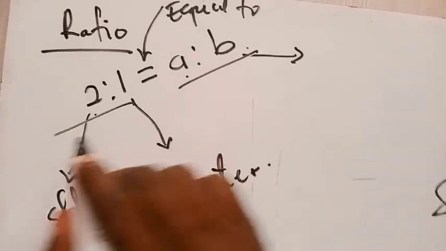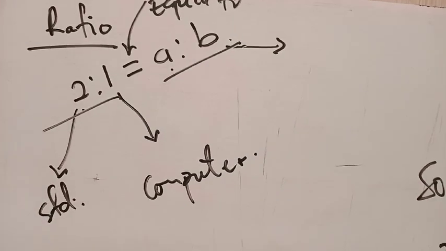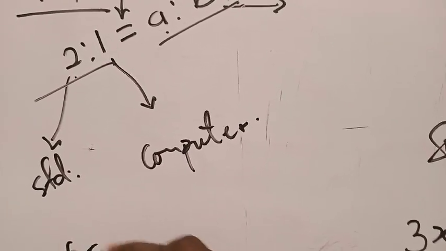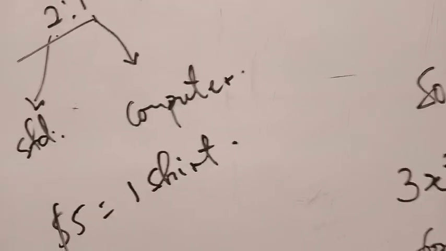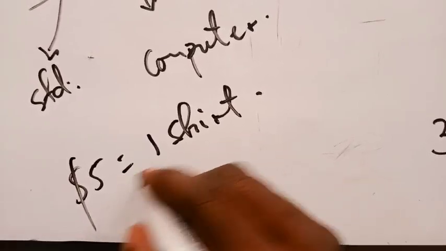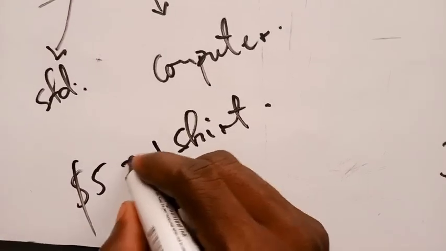Are you getting the point? Whatever is here is the same thing that is here because of this equal to sign. Have you got the point? So let's say $5 is equal to one shirt. What it means is that if you have $5, I can easily give you one shirt. Does it make sense? That is the meaning of the equal to sign.